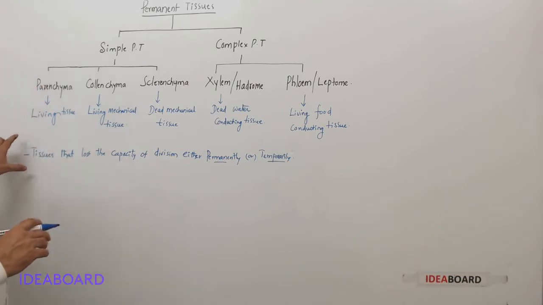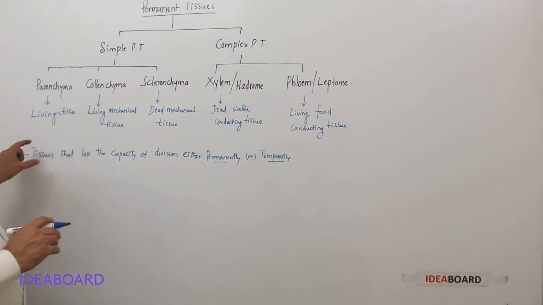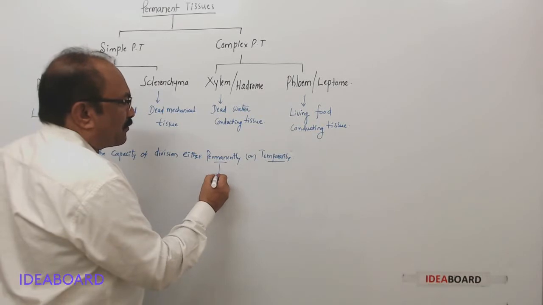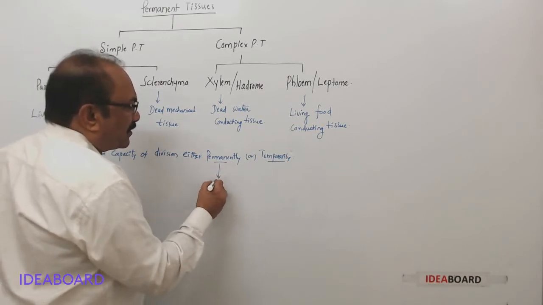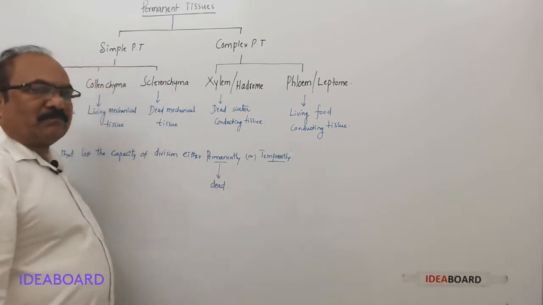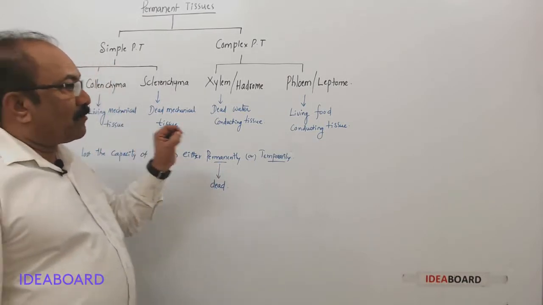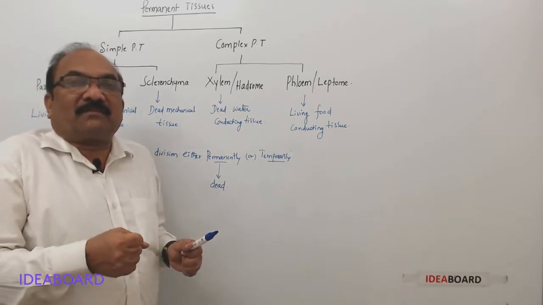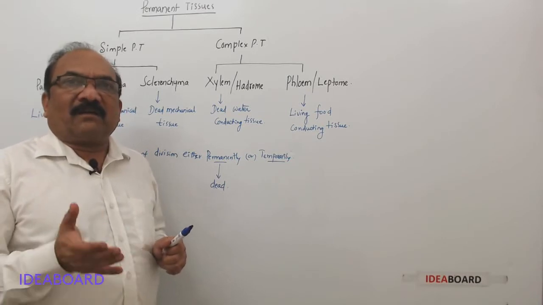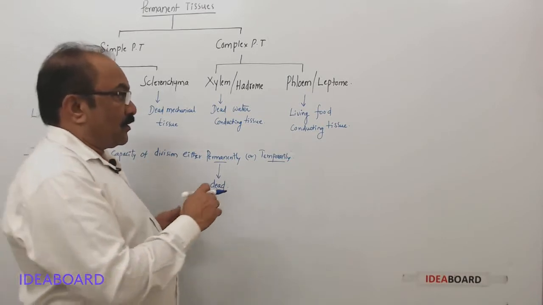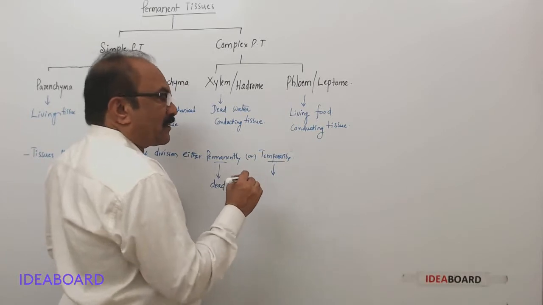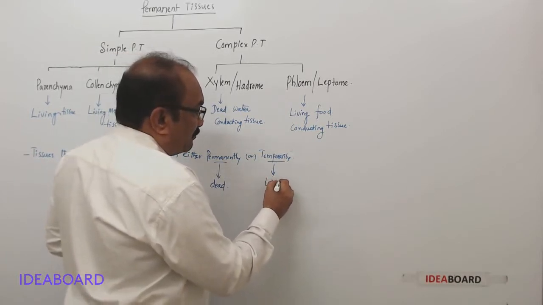That's why the definition says: tissues that have lost the capacity of division either permanently, meaning they became dead cells, or temporarily, meaning whenever it is required they can become meristematic again. Of course, that is called de-differentiation. That is temporary, and this temporary loss is possible only when they are living. So that's why this is applicable to living cells.